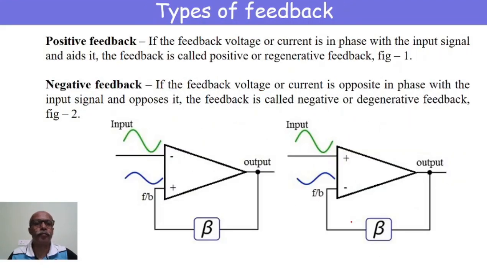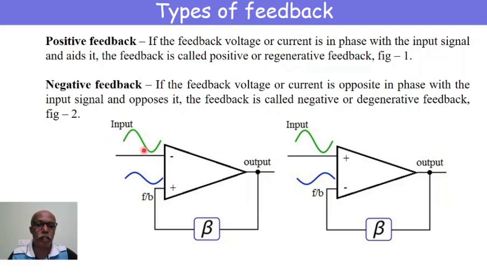Now, based on the feedback, we have two different types of feedback. One is positive feedback and the other is negative feedback. The feedback is said to be positive if either the voltage or the current is in phase with the input signal. Then the feedback is called positive feedback or regenerative feedback, as shown in figure 1.